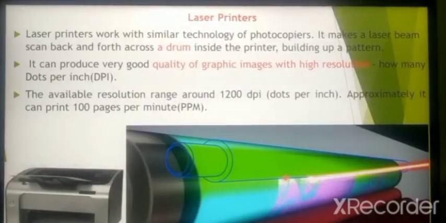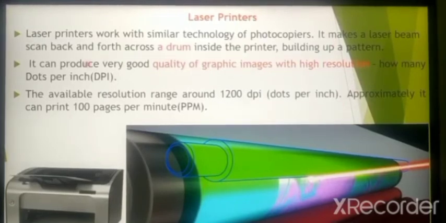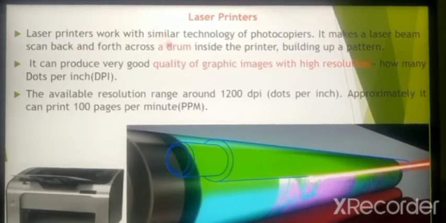First let's see about the laser printer. The laser printer works with the same technology as a photocopier. So in this laser printer we have a drum. With the help of a laser beam, it can scan back and forth across the drum. This drum is inside the printer. This is a printer, and this drum is located inside the printer.